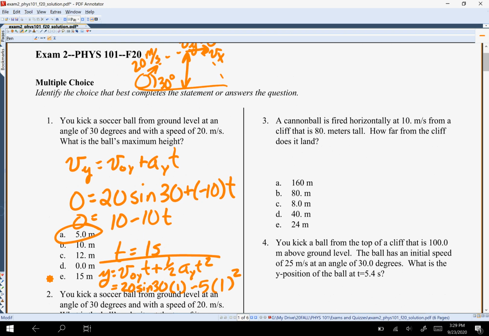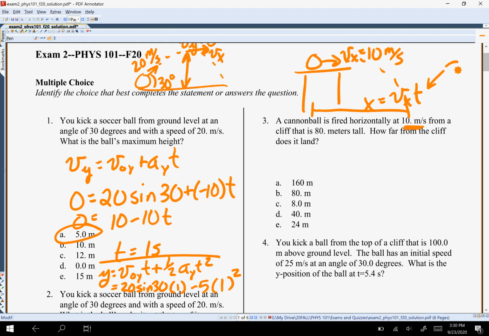Number 3, a cannonball is fired horizontally at 10 meters per second from a cliff that is 80 meters tall. How far from the cliff does it land? So we have something that looks like this, where I have an object that goes off, and I want to know what is this distance x. First, in order to find that distance, since I know that x is equal to Vx t, I already know Vx. Vx is 10 meters per second because this has entirely horizontal motion. So I need to find out what is t.